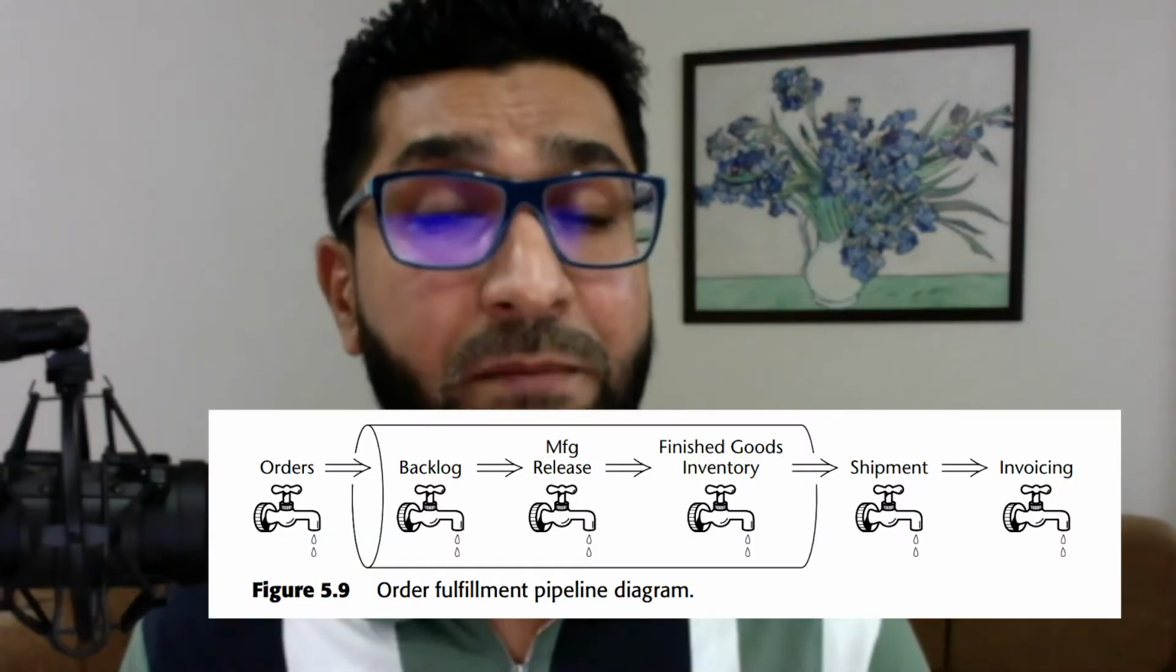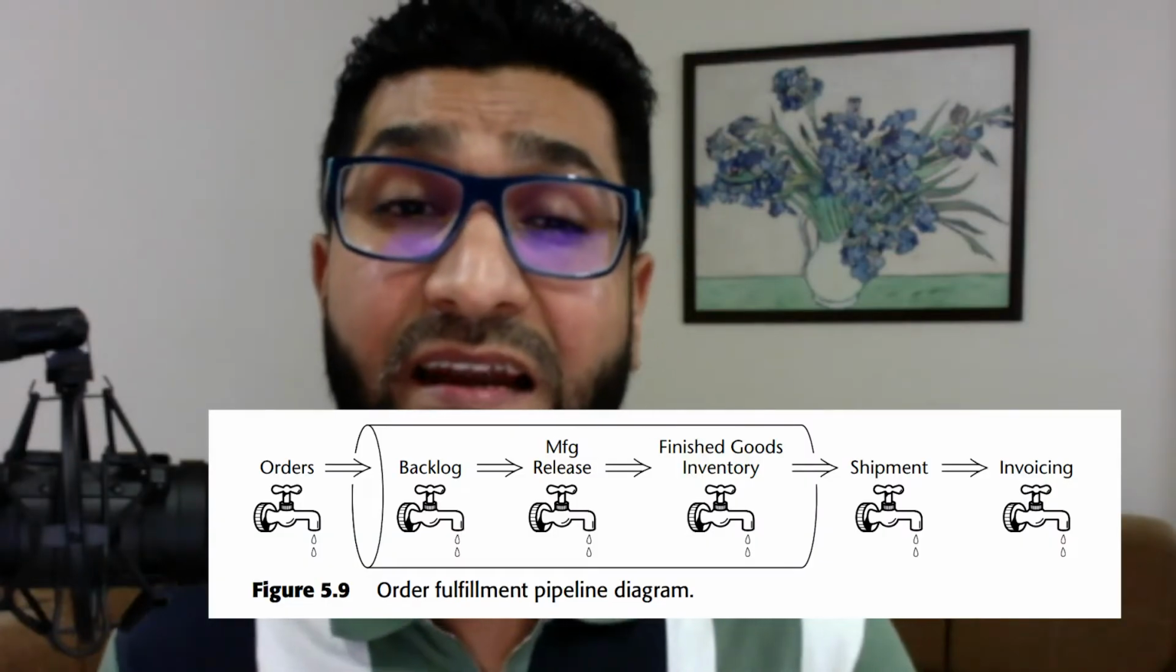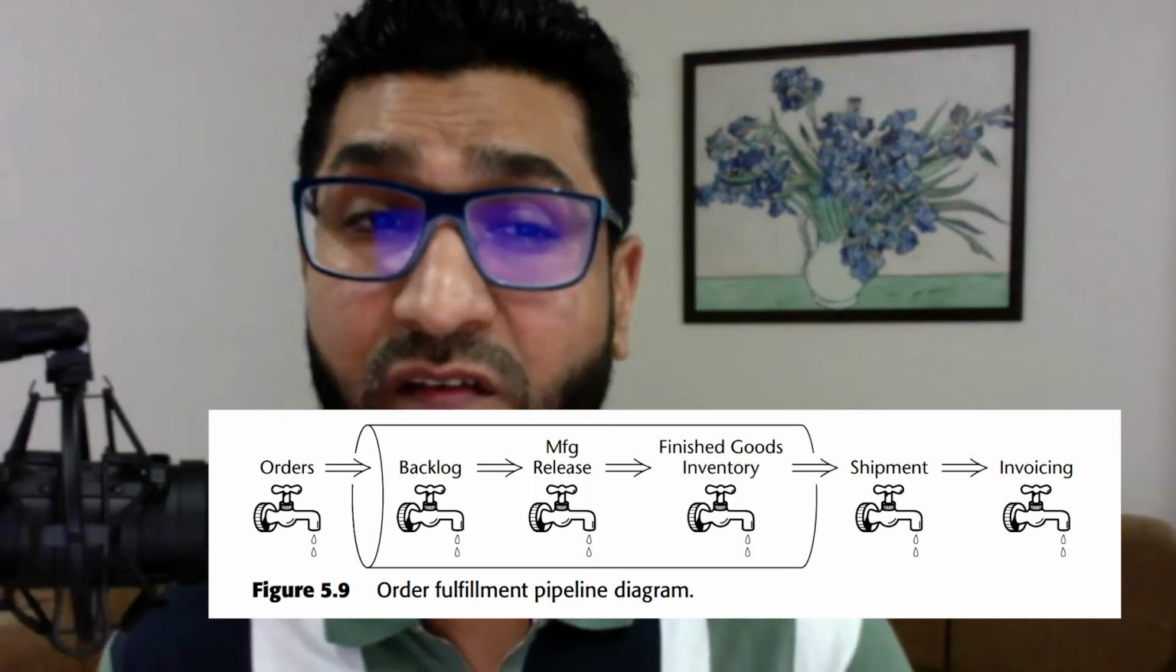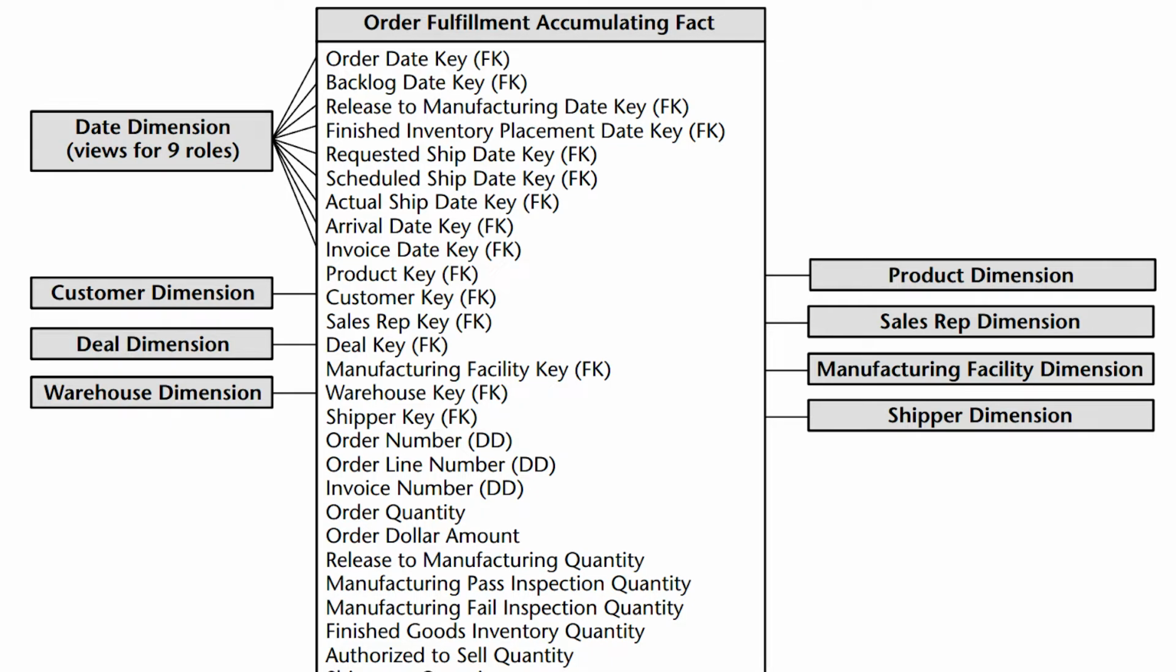Take for instance this business pipeline which Kimball presented in the second edition of the Data Warehouse Toolkit. For all the processes that we have just discussed in evolving business events, Kimball proposed the following accumulating fact table as an example. I'm going to leave the link below for the document to read through if you want to check it out later.